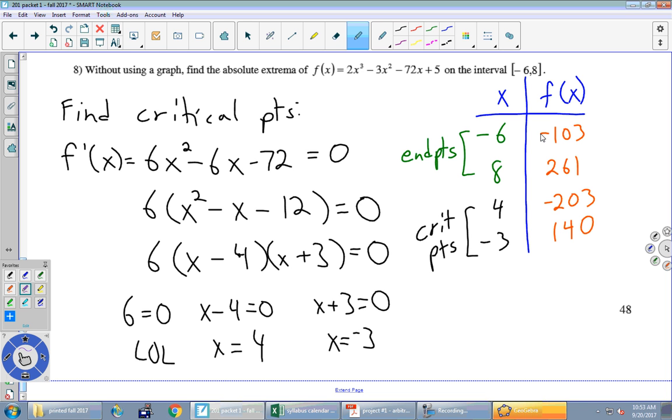Yeah, of course. And that's what we knew ahead of time because we had the technology, but that right there is your absolute maximum. 8, 261, the far right-hand point. And the absolute minimum is the lowest point anywhere, which is the smallest y value we found, which was negative 203. Absolute min.